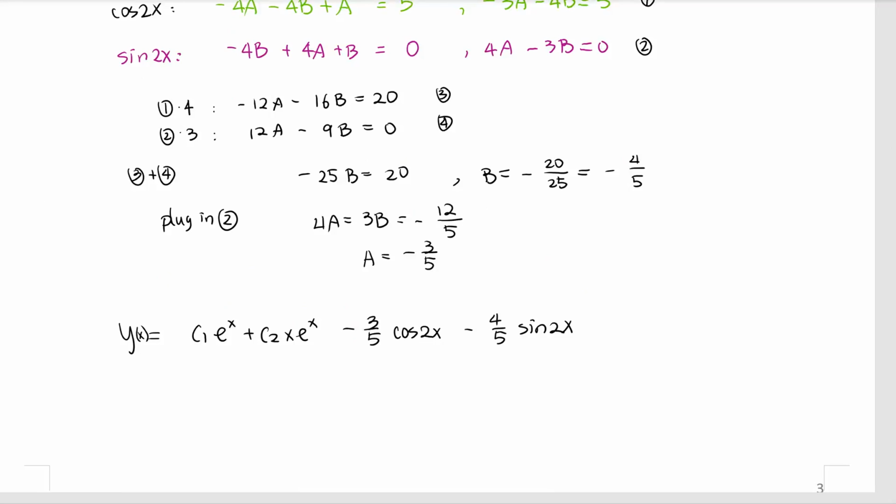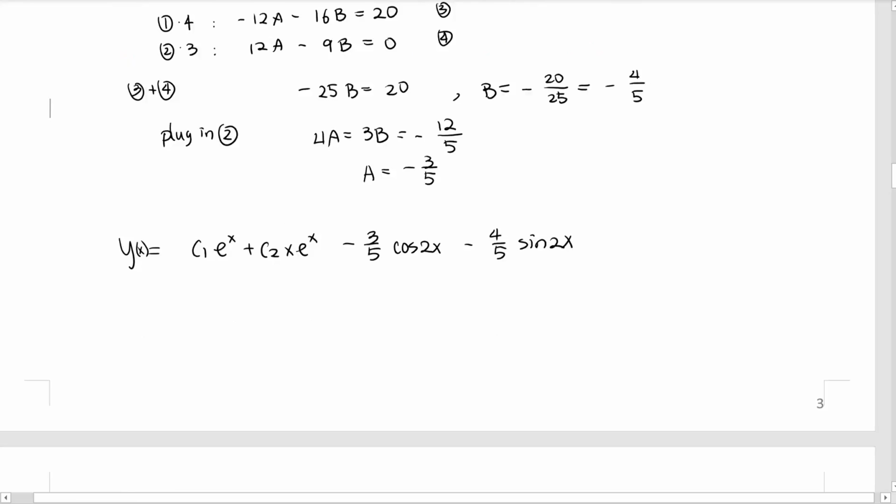Okay, so the steps are very similar as before. First, we look at the corresponding homogeneous differential equation and find the homogeneous solution. And then we look at the right-hand side, the f of x part, to set up the particular solution. And then we just differentiate the particular solution and plug it in and find the constants a and b. Then we can get it. All right. Let's continue.